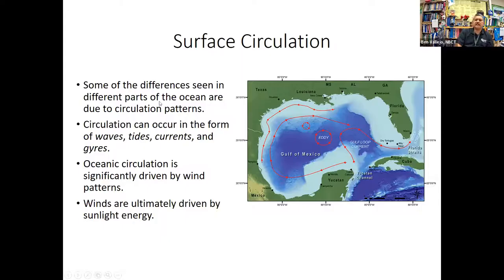So some of the differences seen in different parts of the ocean are due to circulation patterns, and circulation can occur in the form of waves or tides, currents, gyres. Oceanic circulation is significantly driven by the wind patterns, and those wind patterns are due to the solar energy. And so a good illustration is the Gulf of Mexico and what happens there.